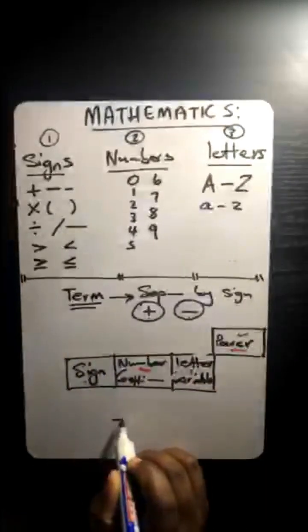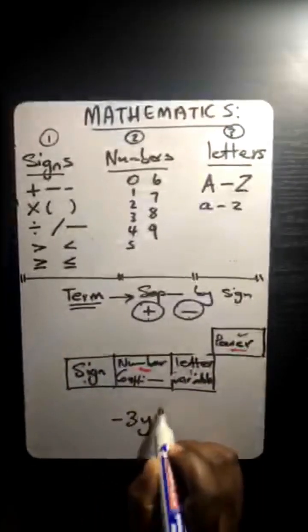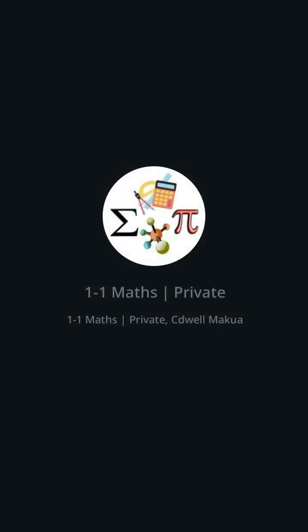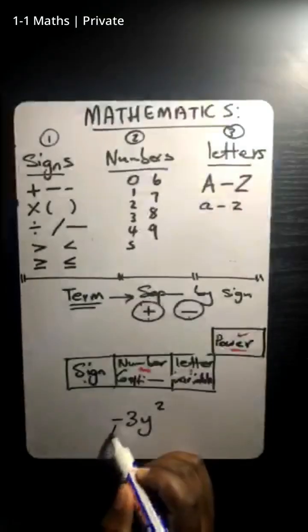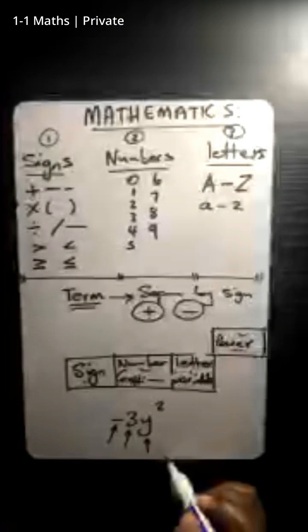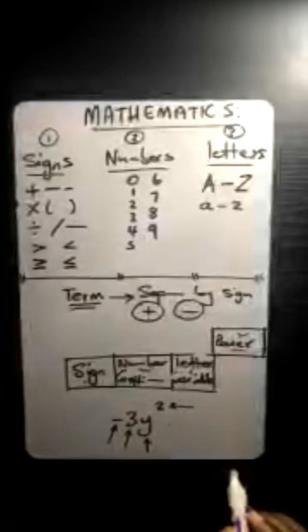Maybe let's quickly try something different and say we are having negative 3y squared. Can you see this one? It's actually easy because you can see everything there. The sign is that negative. The number is 3. The letter is a y, and the power is positive 2.